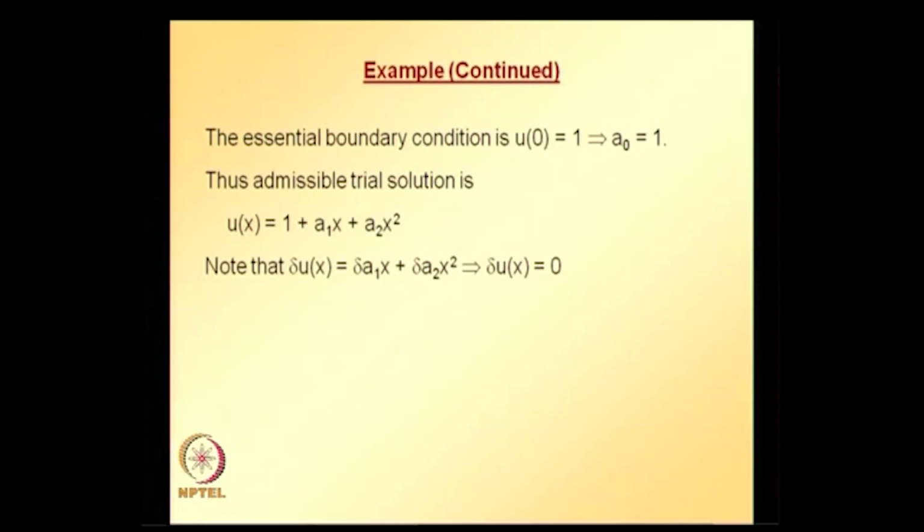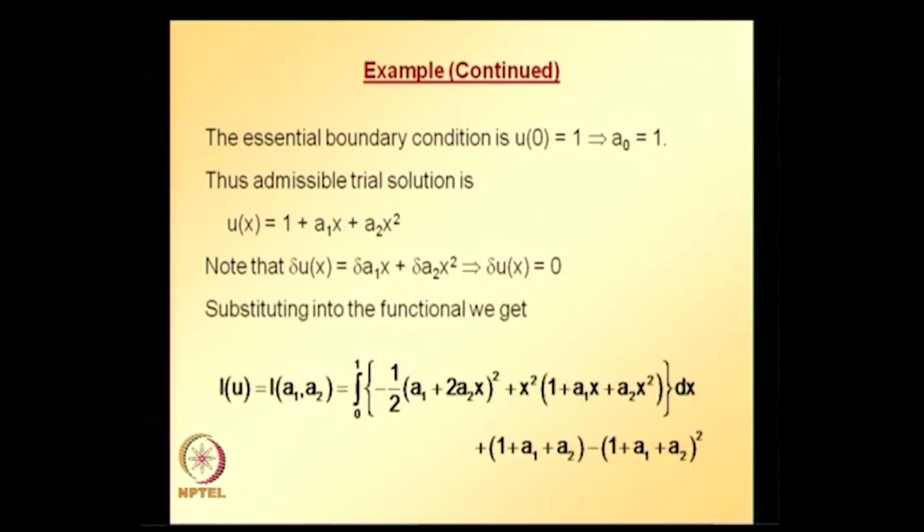Before you proceed further, you can check something. Earlier, to get the equivalent functional, we cancelled out the term variation of u evaluated at x is equal to 0, which is 0. To check whether what we did is correct, now that you have the admissible trial solution, you take the variation of it and substitute x is equal to 0. Then you get variation of u evaluated at x is equal to 0 is 0. Okay. So that is how you can verify.